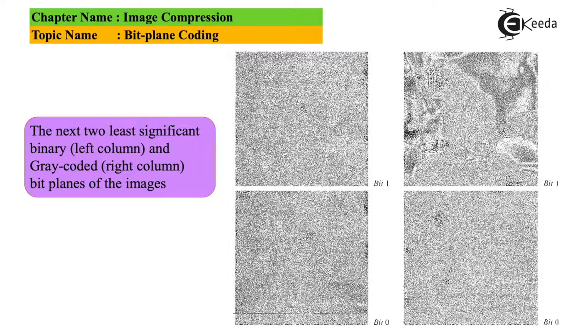be shown here. So this is bit 1 for the binary case, bit 0 for the binary case, this is bit 1 of the gray coded case, bit 0 of the gray coded case.